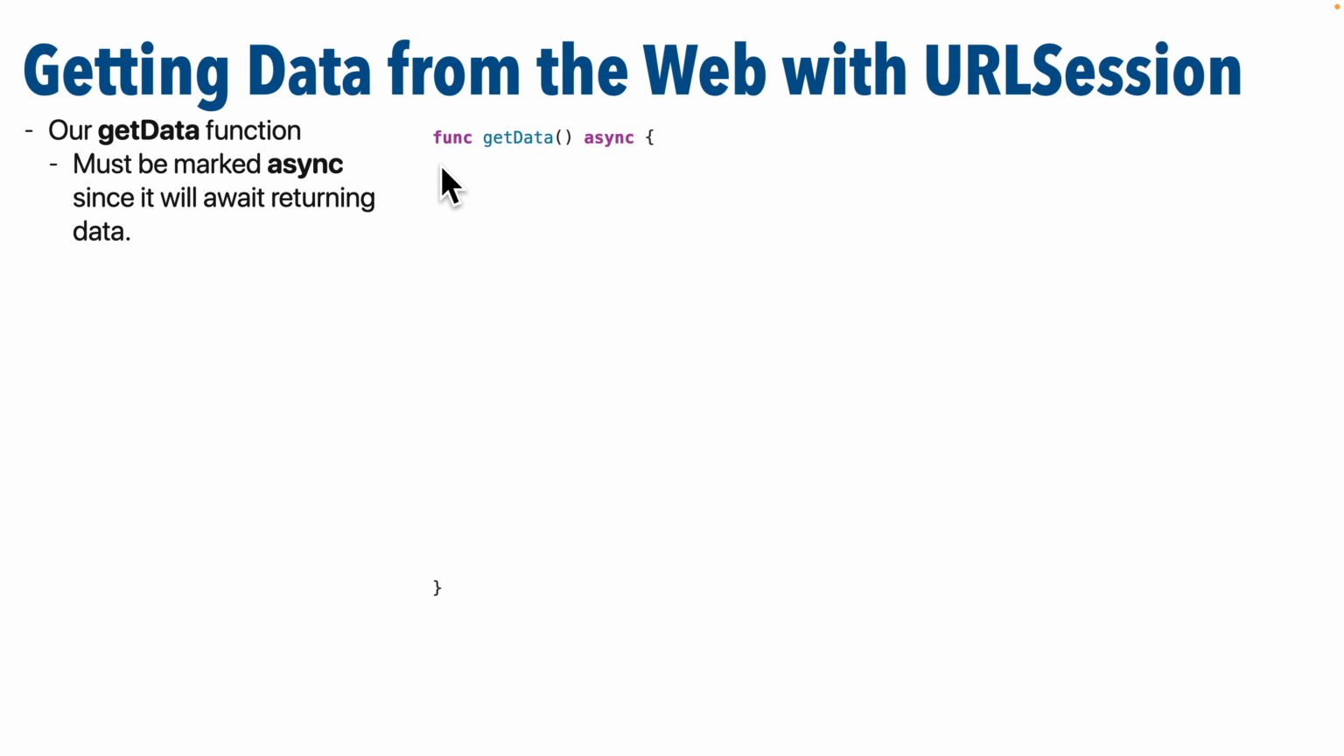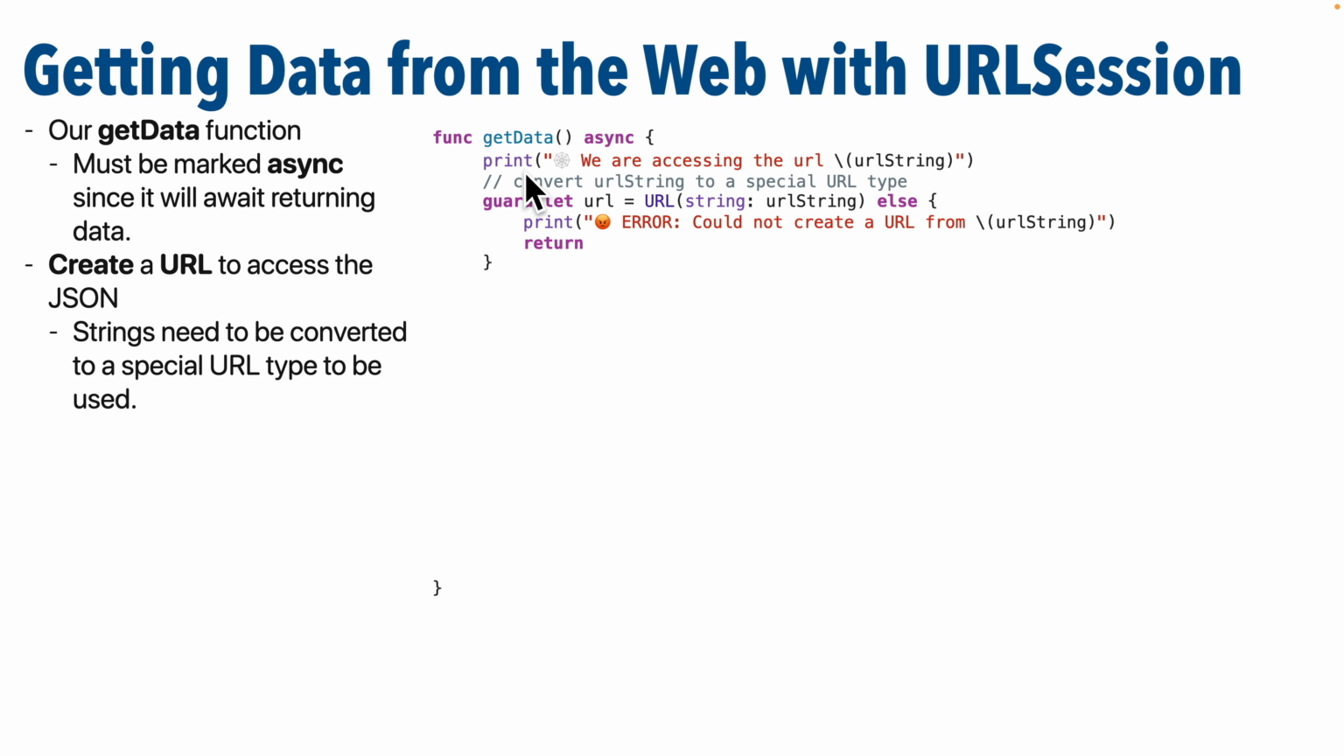Next, we need to create a URL that we can use to access our data. Now, I like to use the value named URL string, which is a string, but what's important here is we need to convert this to a special URL type that Apple needs. Swift can't make an API call with a string. So we use the guard statement to try to convert the string to a URL. If it doesn't work, we print out an error and return, but if this works, we've got this URL set up in a constant called URL.